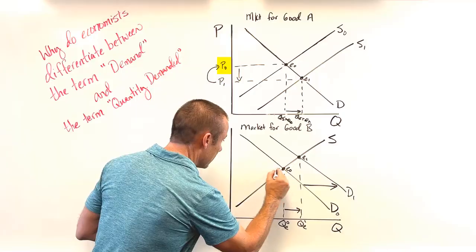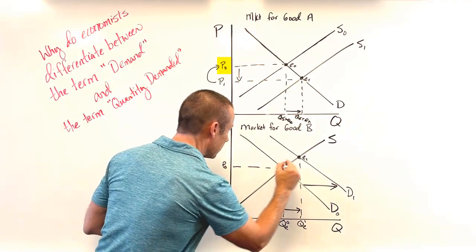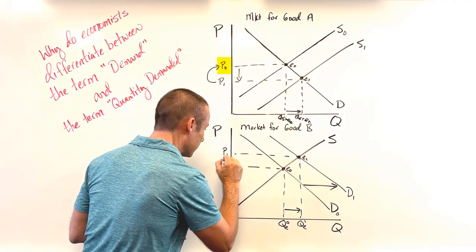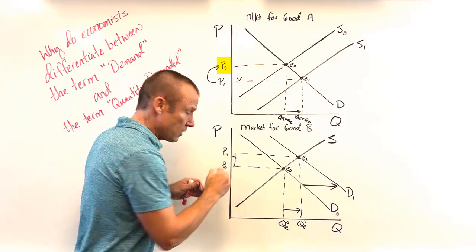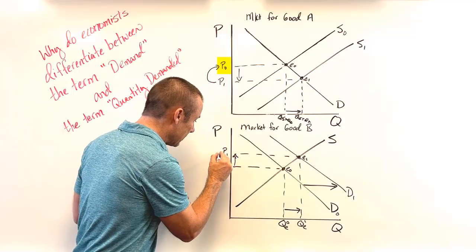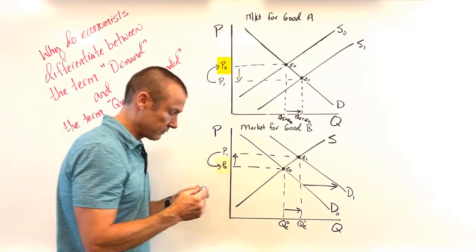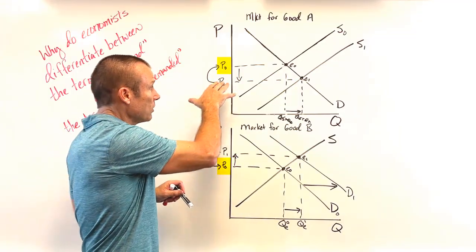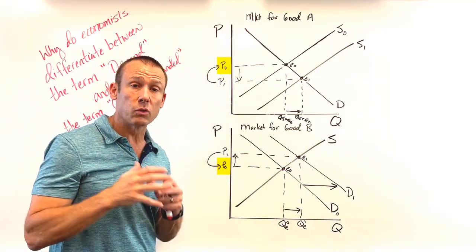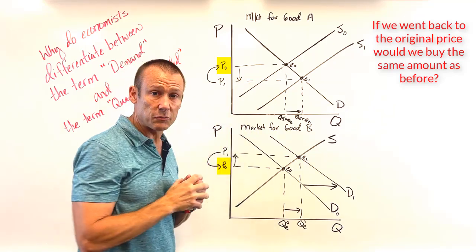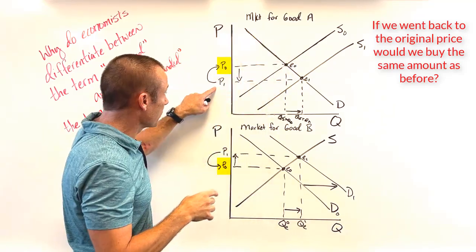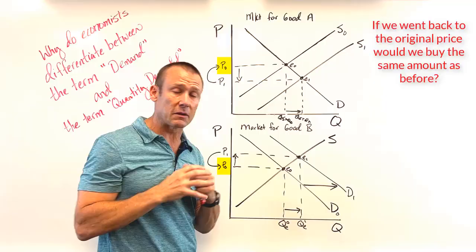Same thing over here, okay? We're going to put P sub 0 and P sub 1, okay? Here we went from P0 to P1, right? The price increased, but now, let's say by government decree, we go back to the original price, okay? So if we were to return to the original price, would we buy the same amount as we used to in this particular market, this market for good A? If we go back to the original price, would we buy the same amount as we used to?